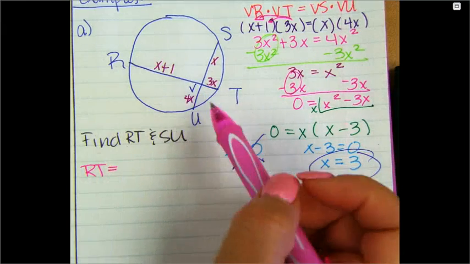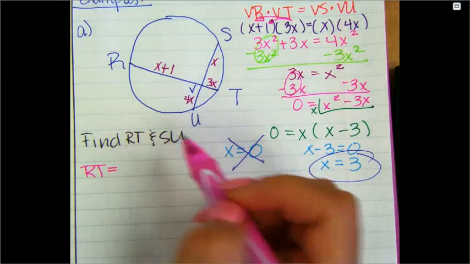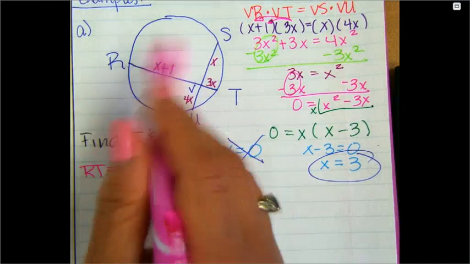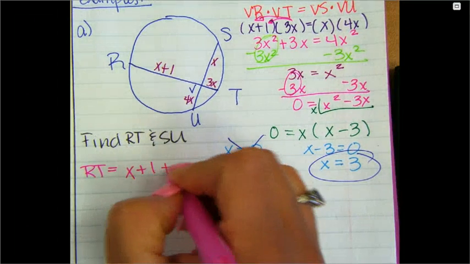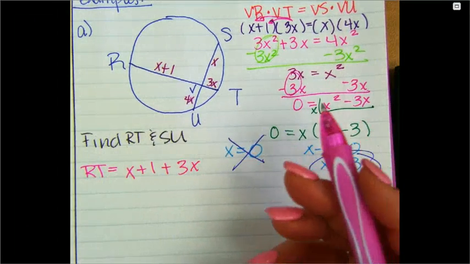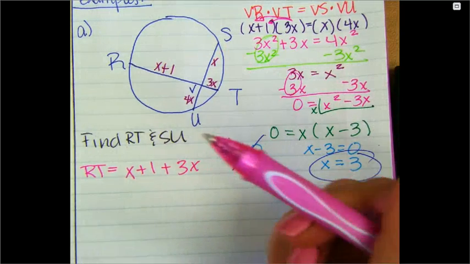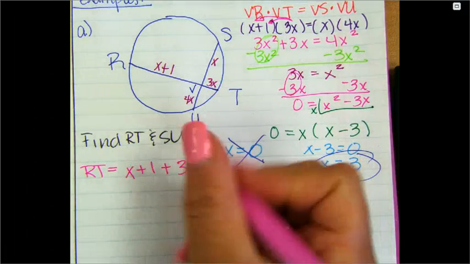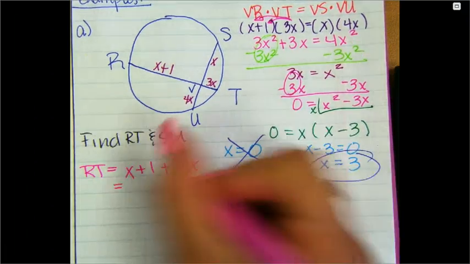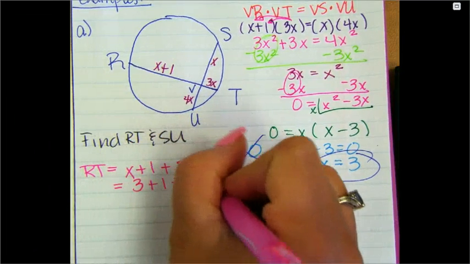No, I don't want an answer. I still don't want that. What are the variables? x plus 1 plus 3x. Do I need to see work? Yes, I do. Do I need to see the basic simple expression? Yes, I do. What is x now? 3 plus 1 plus 3 times 3.